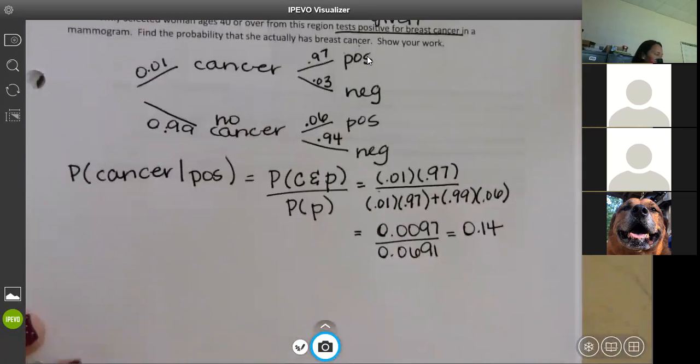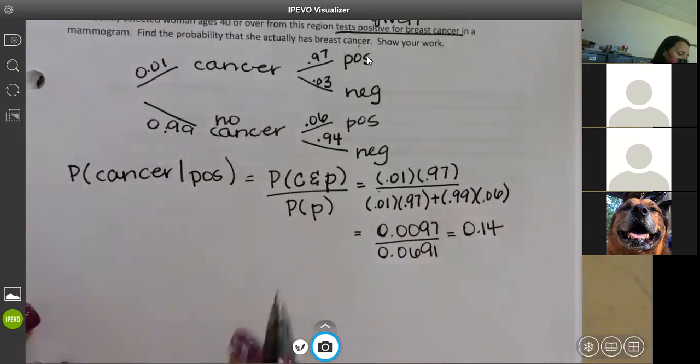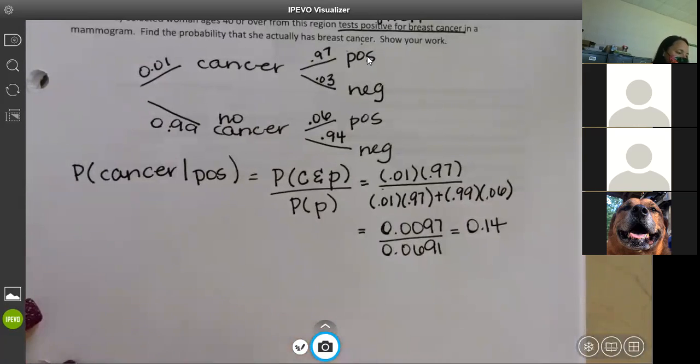Interpret it. 14% of women who test positive for breast cancer actually have breast cancer. Say it one more time. 14% of women who get tested for breast cancer and test positive actually have breast cancer. Okay, I would be okay with that answer. You just got to think about it a little bit.